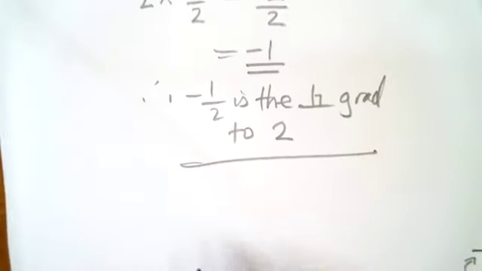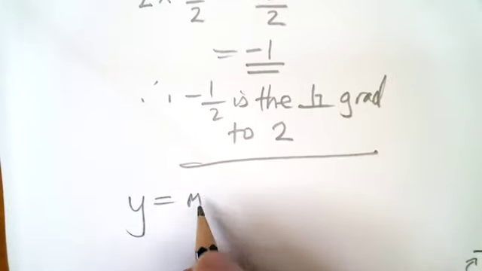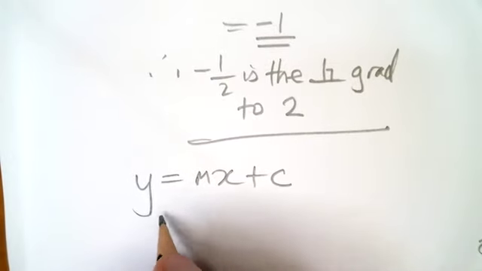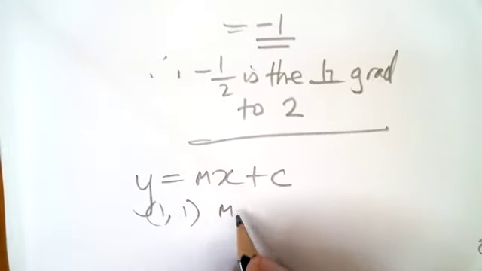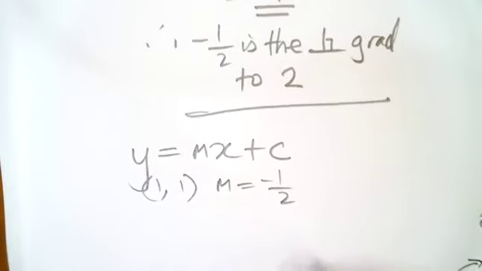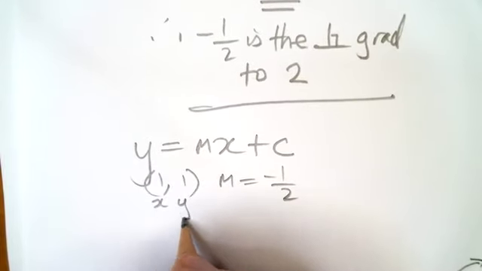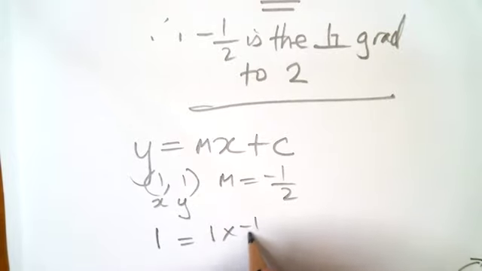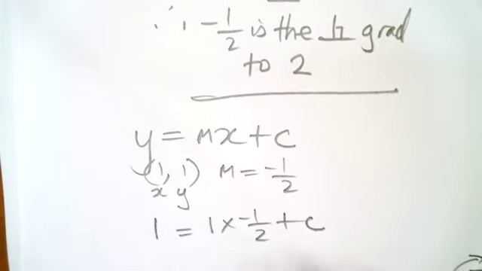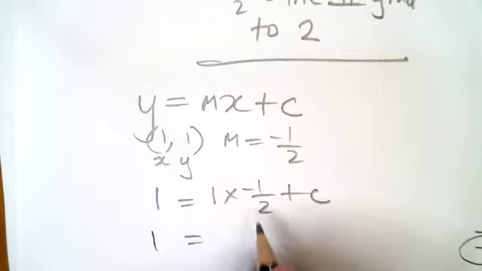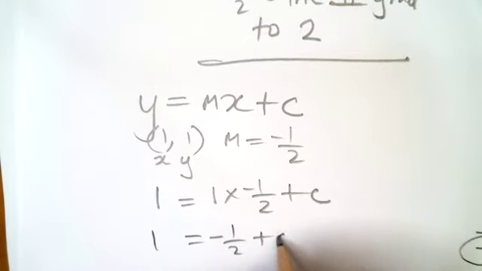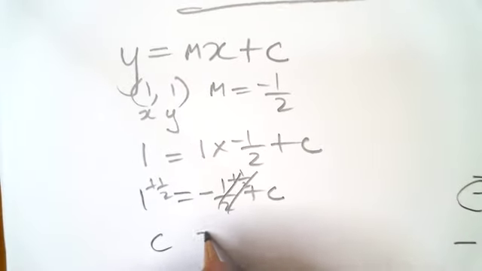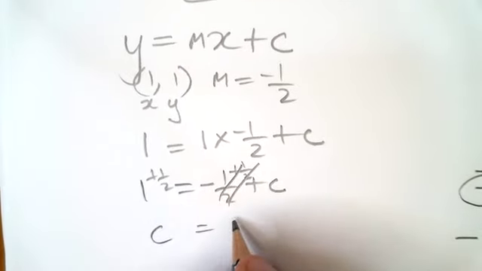So here we go. We're going to use y equals mx plus c. I'm going to write the points down. I've got (1, 1) and m is equal to negative 1/2. So this is my x value and this is my y value. y is 1, x is 1, times negative 1/2, plus c. So 1 equals negative 1/2 plus c. I'm going to add 1/2 to both sides, so c is equal to 1.5, or 3 over 2.